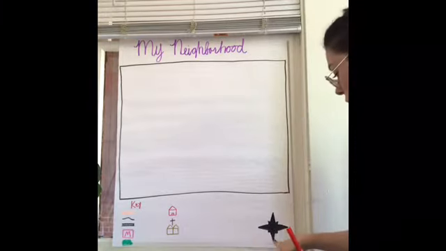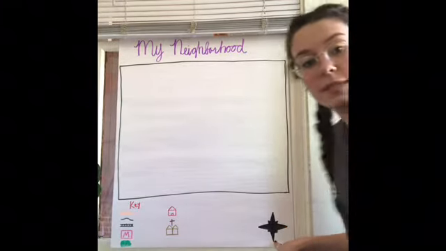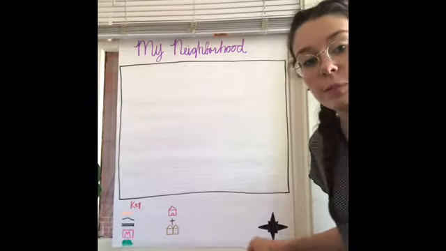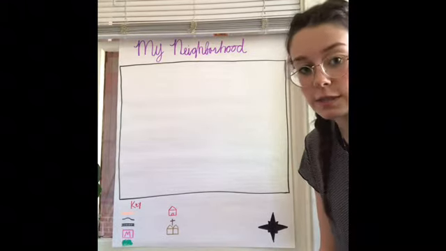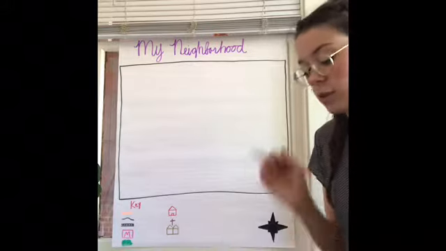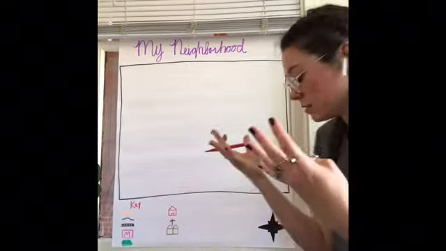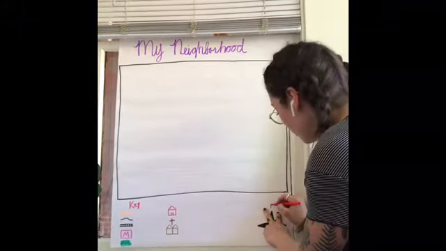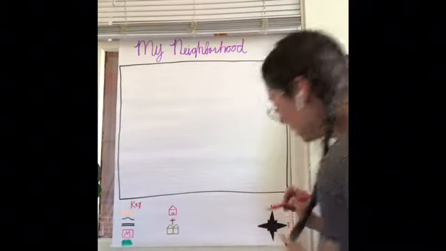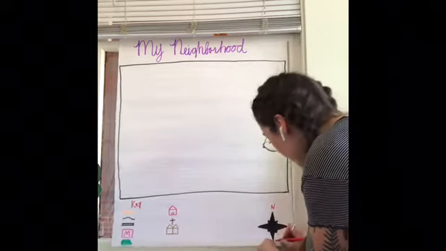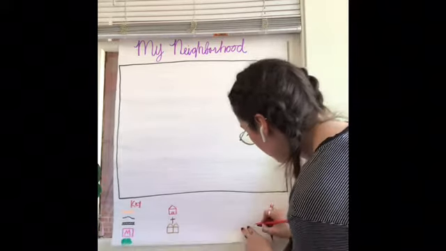And then down in this corner, we have our compass, okay? And on our compass, we have our cardinal directions and our intermediate directions. Our cardinal directions are just the ones that you think of that come right to your head. North, east, south, and west.